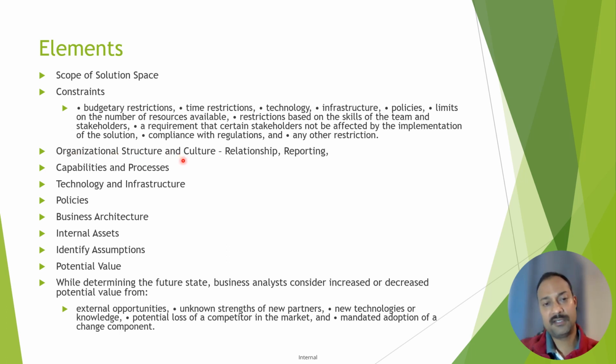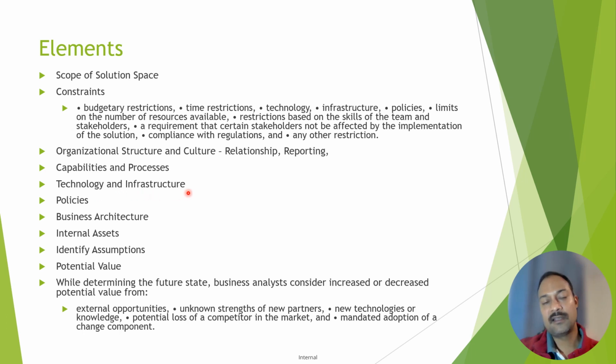We have organization structure and culture, which talk about the relationship and the reporting structure of the organization, whether this is organic or hybrid. This needs to be analyzed. Capabilities and processes: this capability analysis map I have already discussed in the first session with you while we were discussing analyze current state.